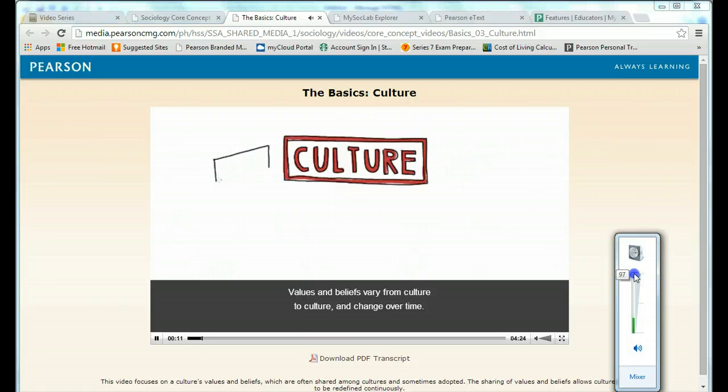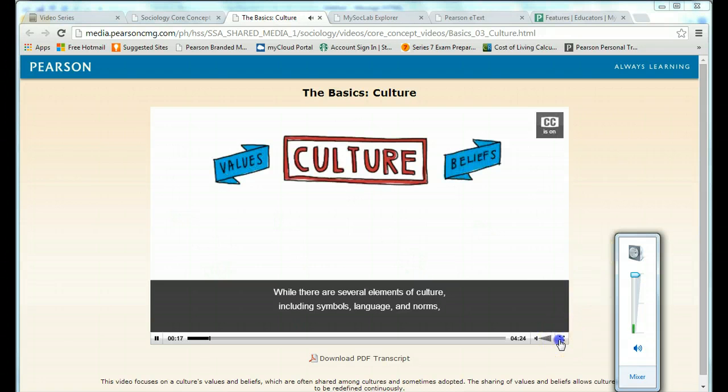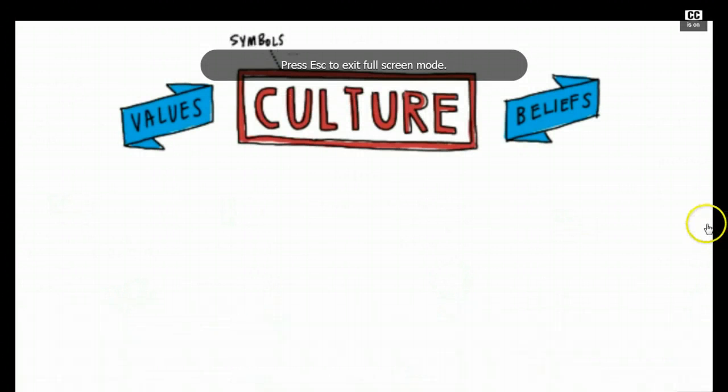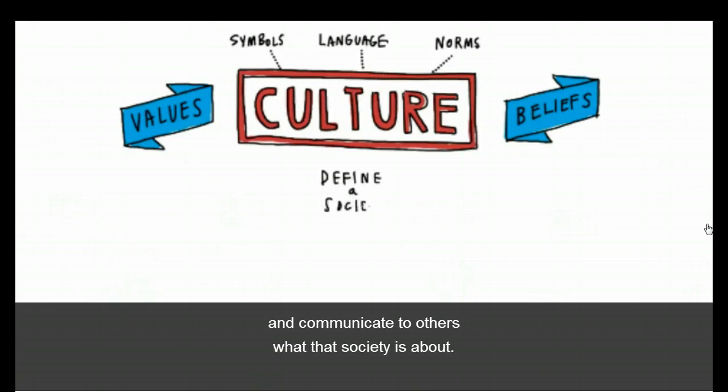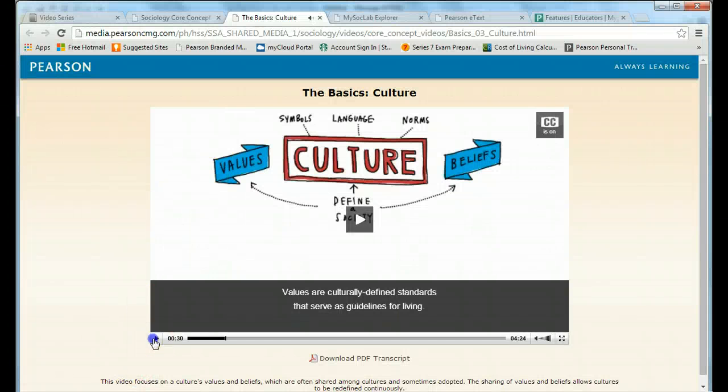Values and beliefs vary from culture to culture and change over time. While there are several elements of culture, including symbols, language, and norms, values and beliefs are particularly important to examine because they often define a society and communicate to others what that society is about.